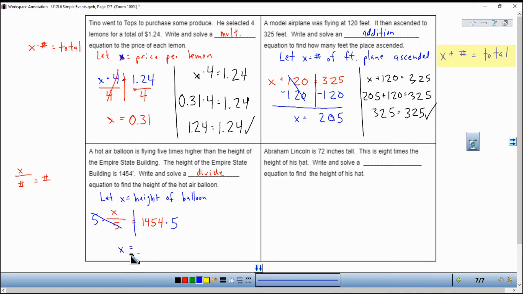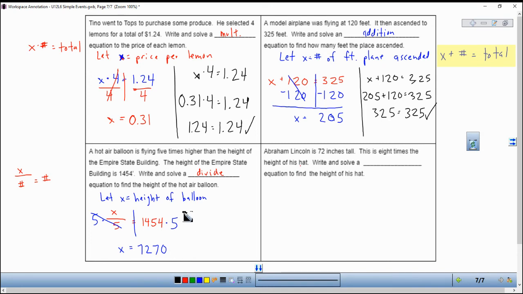Now, you can do this on a calculator, but to do it in your head, this is what you do. You do 5 times 1,000, which is 5,000. 5 times 400 is 2,000. So far that's 7,000. 5 times 50 is 250, 7,250. And then 5 times 4 is 20. So it'd be 7,270 would be our answer.